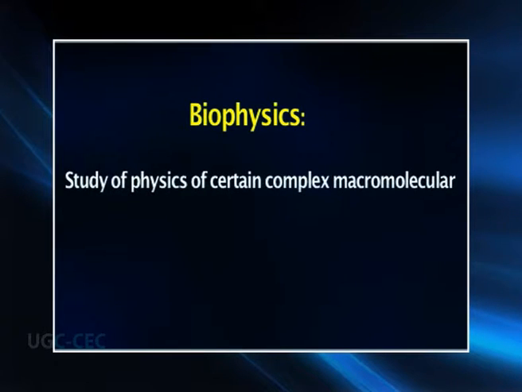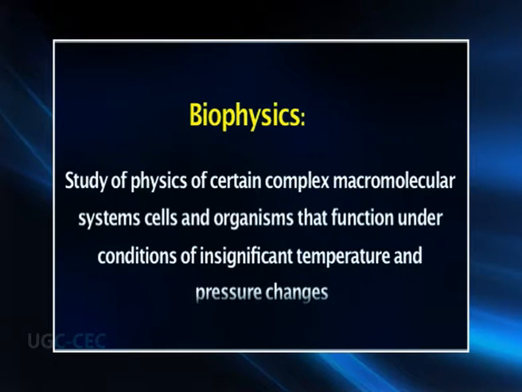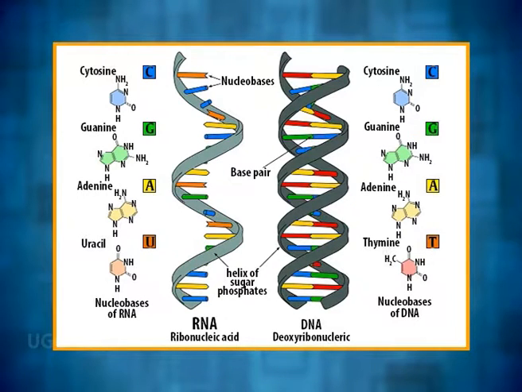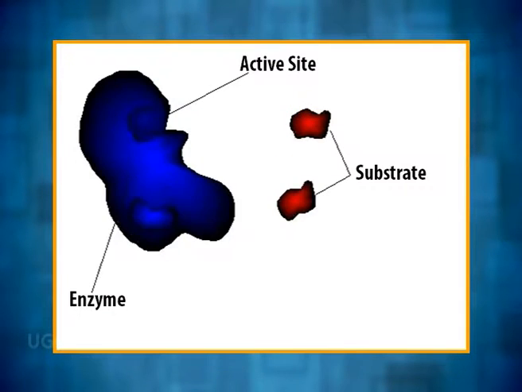Biophysics is the study of the physics of certain complex macromolecular systems, cells, and organisms that function under conditions of insignificant temperature and pressure changes. An organism can be thought of as an intelligent, self-controlled chemical machine that is self-regulated by molecular signals, molecular receptors, and transducers of information. The basic biological function subsystems are nucleic acids, biopolymers, peptide chains, proteins, and specialized proteins called enzymes.